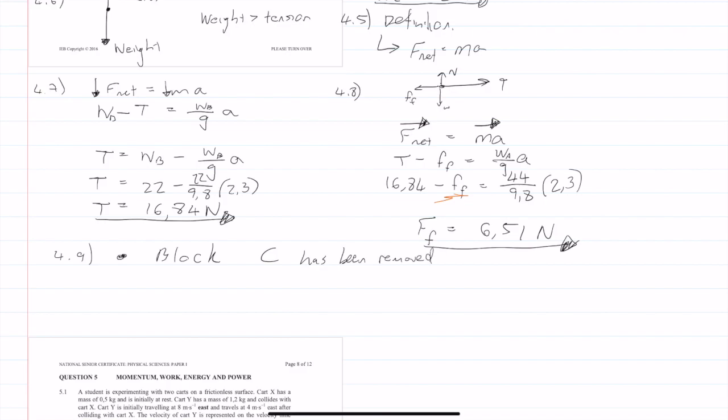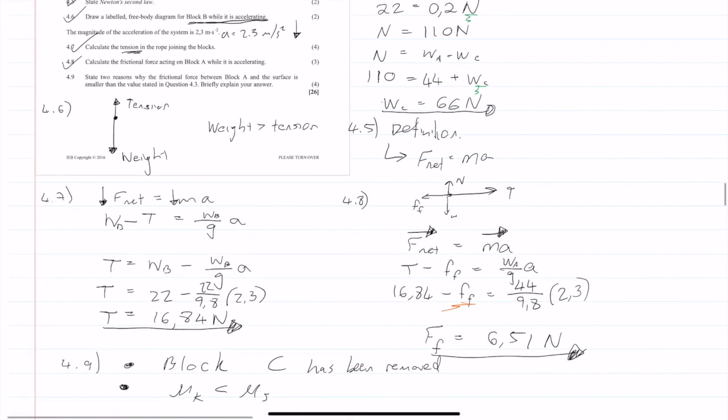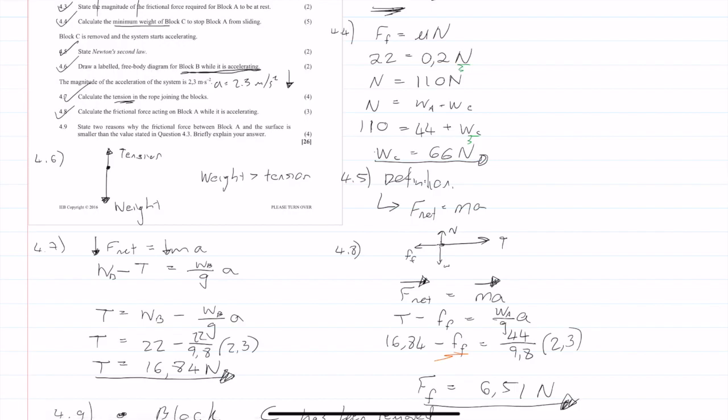Remember the frictional force is dependent on mass. So if we remove mass, then we will decrease the frictional force. And secondly, we can say that the block now experiences kinetic friction, which is less than static friction. So mu k is less than mu s, which is static friction. Okay, and that gives us 2 marks each, giving us a total of 4 marks.